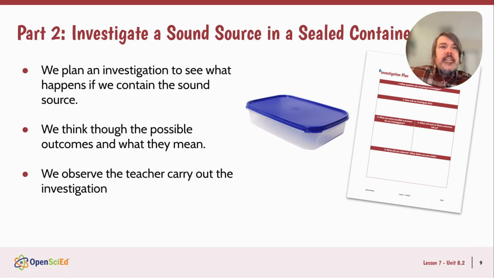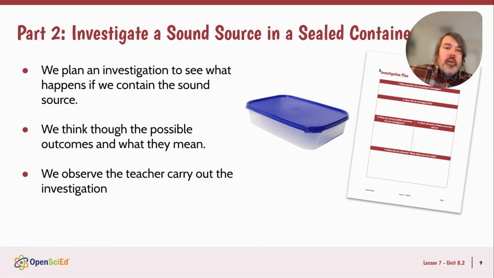So we sort of reason through, like, if air is actually traveling from the speaker to our ears, if we block it, if we trap it, we shouldn't hear anything, right? And so what we do is think about the different possible outcomes. If we don't hear a sound, what does that mean? If we do hear a sound, what does that mean? And then once we've thought through those possible outcomes, we observe the teacher do it.